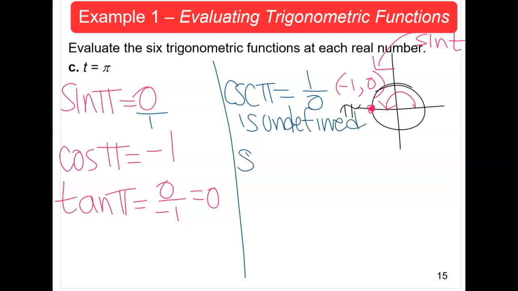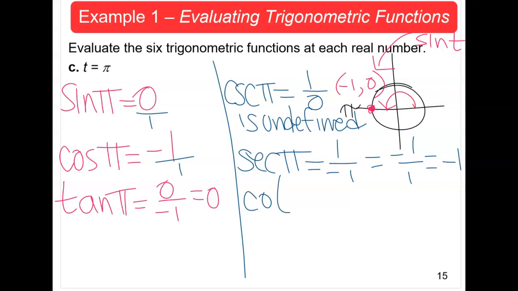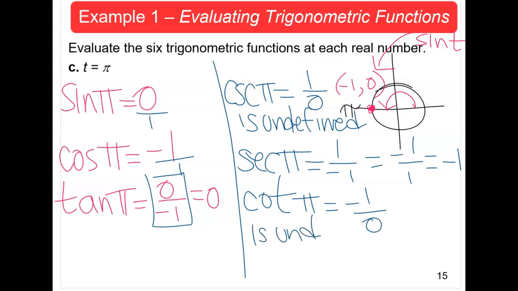For secant of pi, we will have the reciprocal of -1 over 1, which is 1 over -1, or you could call it -1 over 1, or it will just be -1 at the end. And cotangent of pi will be the reciprocal of this number. And so that will be something like -1 over 0. So we will also say that the cotangent is undefined.